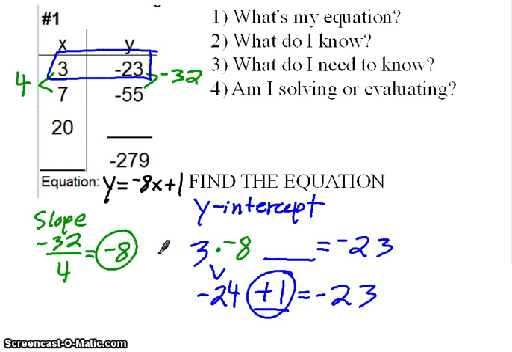If you're a little confused about how I got my equation, I would go back and look at some of the other videos. Because if you can't find the equation, you really can't do the next step, find these 2 missing values. So go back and look at those, then come back to this video.